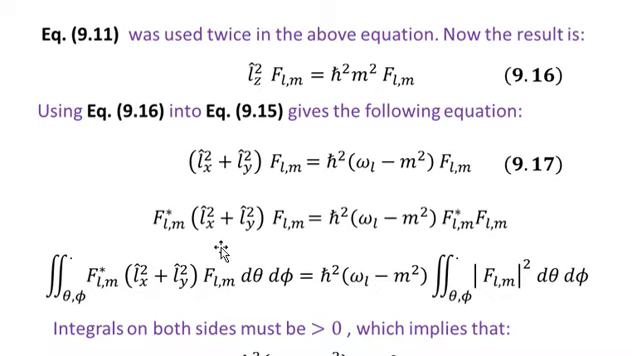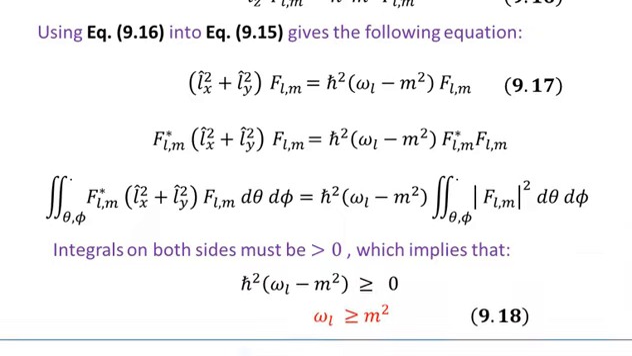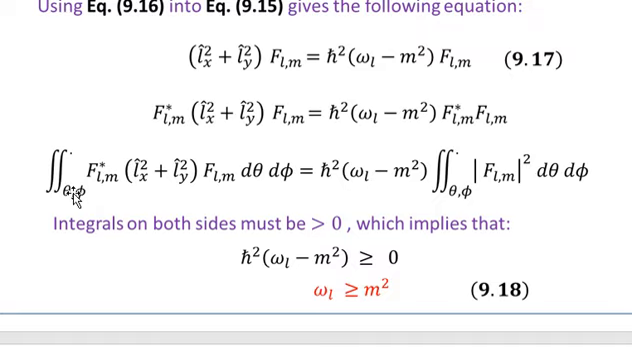Now you see that I can integrate this equation over the full space provided by the azimuthal variables, that is, over the two variables theta and phi. So you can see the double integrals over the full space provided by theta and phi on both sides, and the quantity h bar square times omega L minus m square can be taken outside of the integral because this quantity is independent of the variables theta and phi.